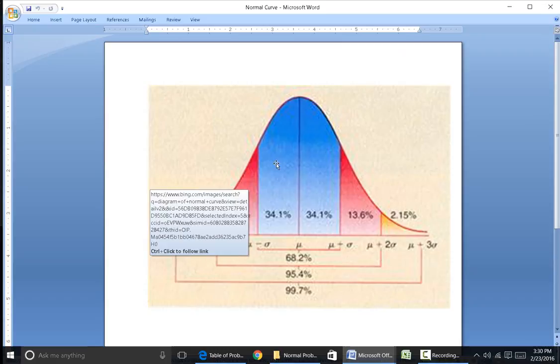Okay, so for example, if we gave an IQ test to a randomly selected group of people, say 1,000, how many scored between the mean and one standard deviation above the mean? So how many persons scored in this group right here, in this area right here? And of course it'd be 34.1%. So multiply that times 1,000 and we get 341. So of the 1,000, 341 would score between the mean and one standard deviation above the mean.